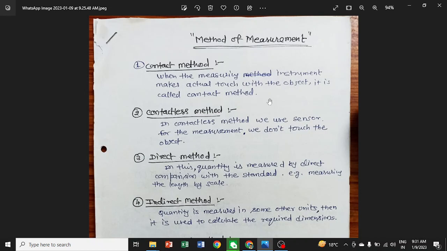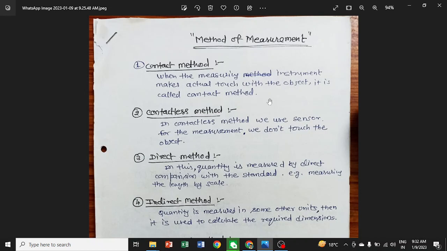Let's elaborate more. Suppose you have a table and you have a measuring scale, and suppose I tell you to measure the table by using that scale. So definitely you will touch the scale physically with the table. Without contact with the table by the scale, you can't measure. So such type of method is called contact method, because you are going to touch that object. Without physical contact, you can't measure.